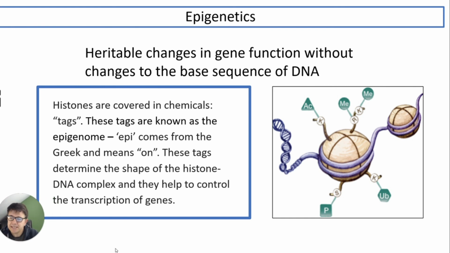So first of all, what is epigenetics? Well, here is an AQA definition. It's the heritable changes in gene function without changes to the base sequence of DNA, and I would learn that definition. What I have here is a picture of a histone complex, and they're covered in chemicals or tags. These tags are known as the epigenome, or epi comes from the Greek and means on, and these tags determine the shape of the histone DNA complex, and they help to control the transcription of genes. So acetyl tags and methyl tags are very important.